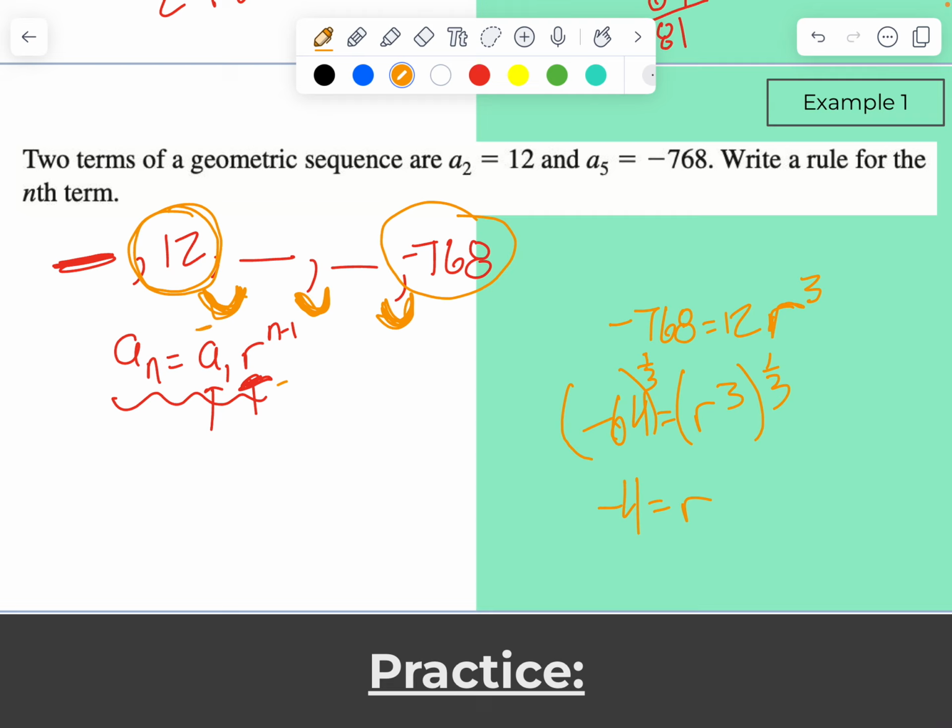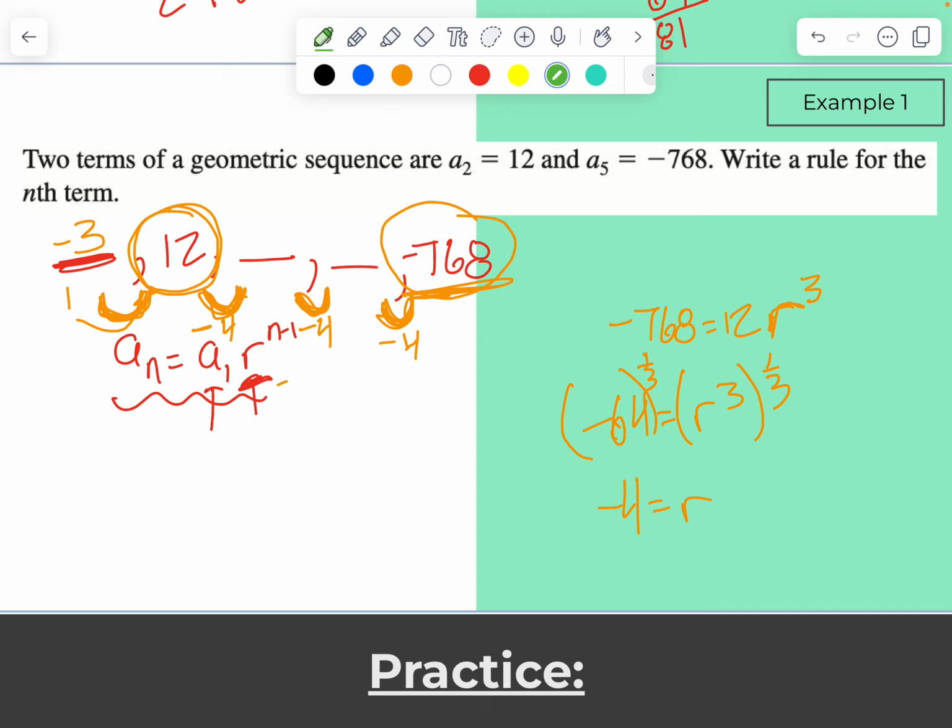So that means to get from here to here, I'm multiplying by negative 4 each time. And I could always double check this. I could do 12 times negative 4 times negative 4 times negative 4. It should give me negative 768. Now, to go and find my 1st term, again, it's logical thinking. To get from my 1st to my 2nd, I multiply by negative 4. Well, I can divide by negative 4 to go back. So my 1st term would have to be negative 3.